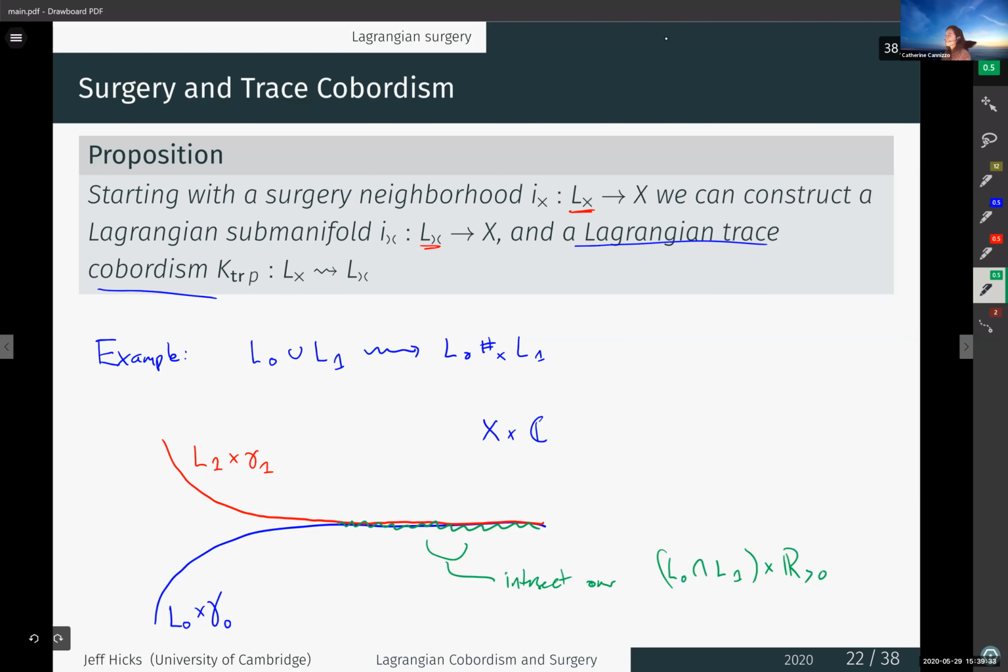Jeff, you have a question from Oleg. Great. And the question from Oleg is, if the Lagrangian immersion is strongly exact, is the result of your surgery also exact? I don't know. I haven't looked into that, but that's a good question.